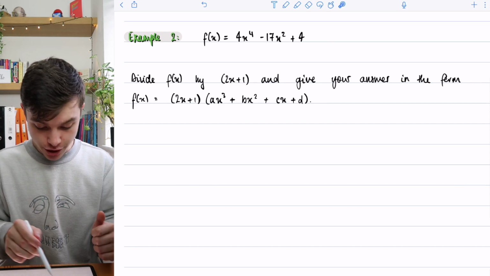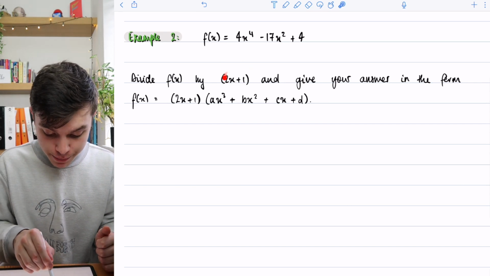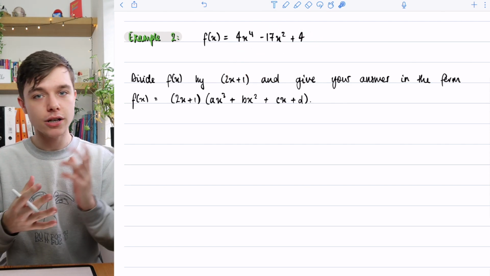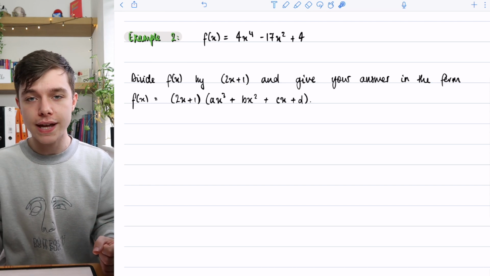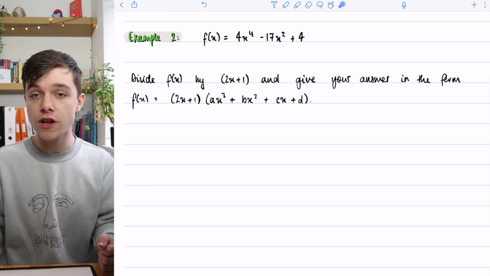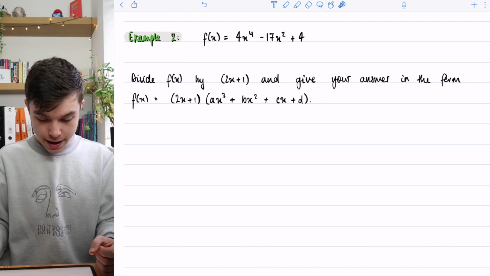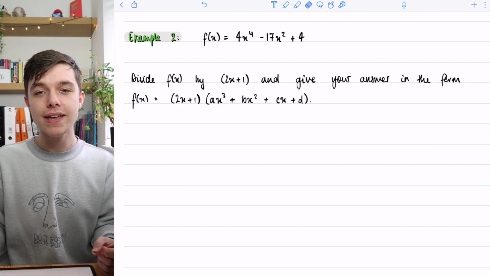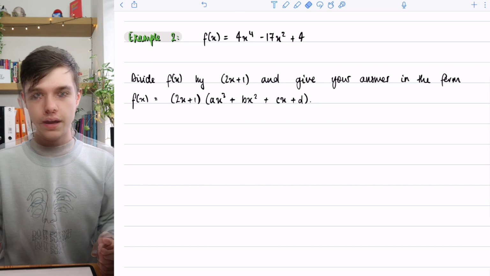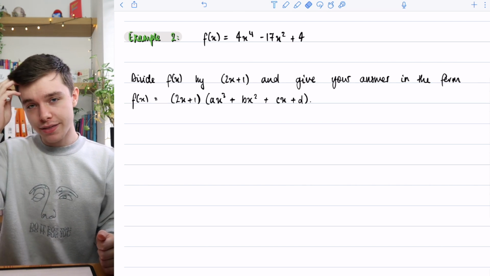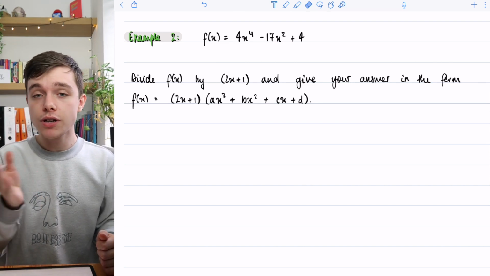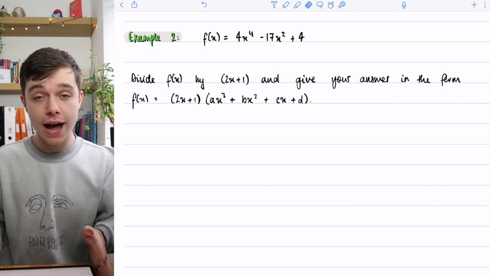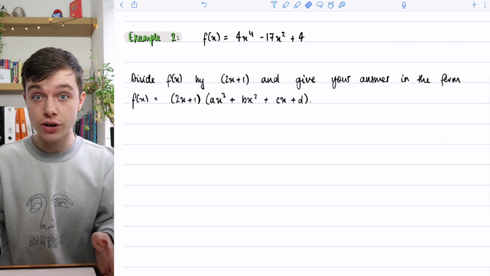Use either method. We've got 2x plus 1 here being divided into f of x. So think, do you want to do the grid method? Do you want to do the long division general method that you've probably seen before, maybe? Then pause and have a go, see what you can do, and then press play, and we'll work through the answer. Okay, I'm going to do the grid method, and if you do the long division method, you're still going to get the same answer. So if I do grid and you get the right answer, then you know that you have done it correctly.